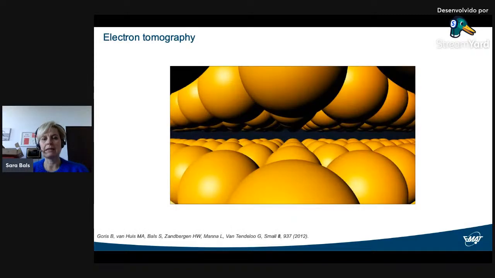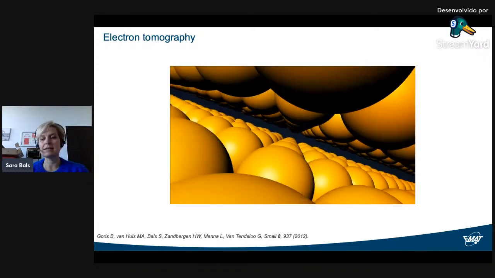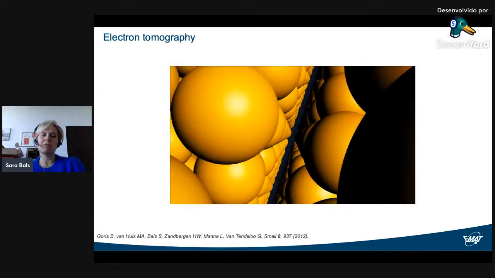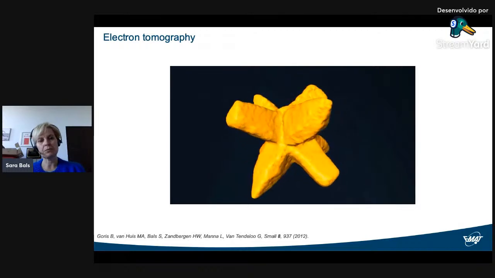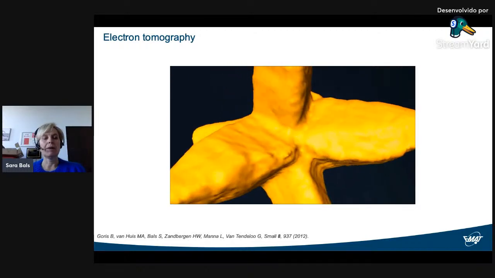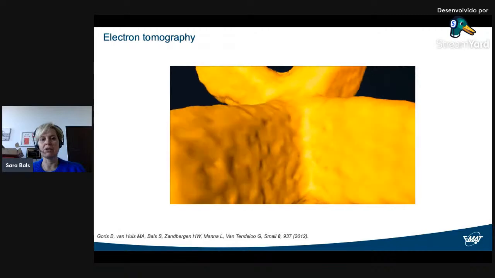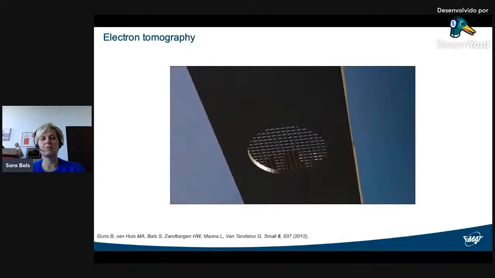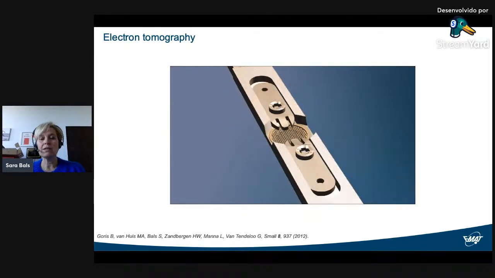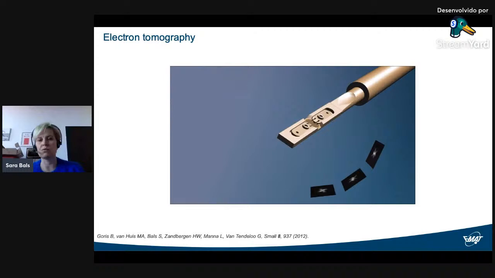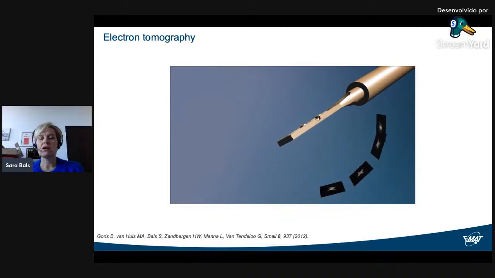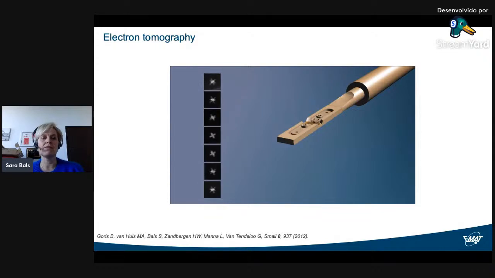And the concepts behind this technique are illustrated here. So as I said, we are interested in the three-dimensional structure of a nanomaterial, in this case, a nanostar. And we will start the experiment by collecting two-dimensional projection images of this object using the transmission electron microscope and using a dedicated electron microscopy holder, which we're going to tilt in the microscope over a tilt range as broad as possible. Images are acquired every few degrees. This will result in what we call the tilt series of images.